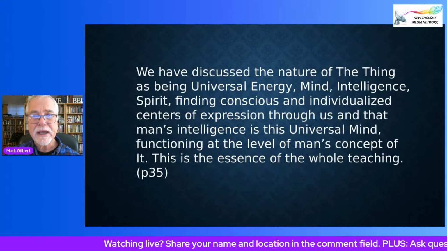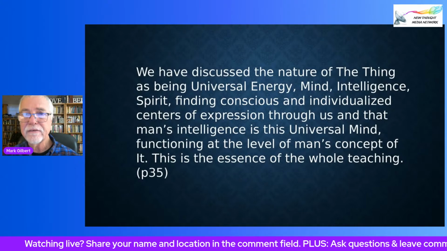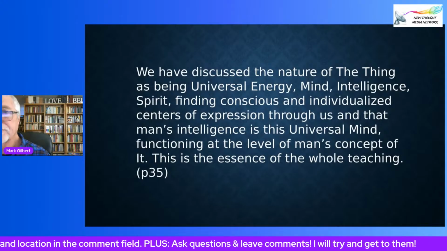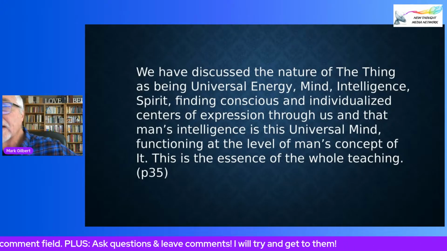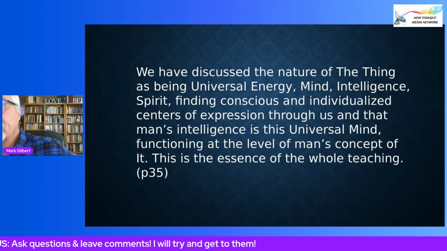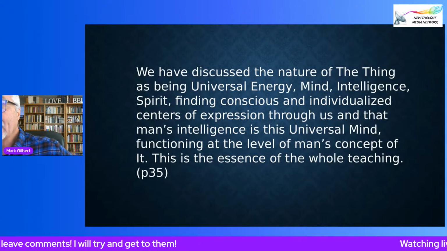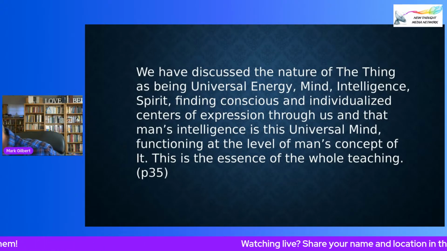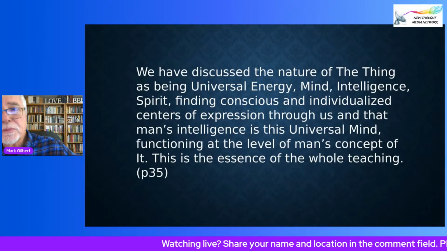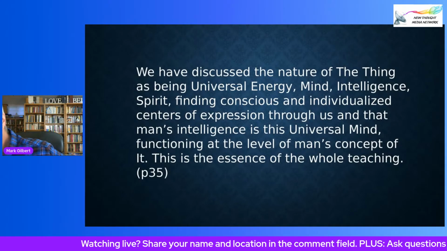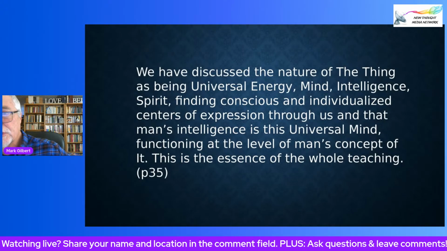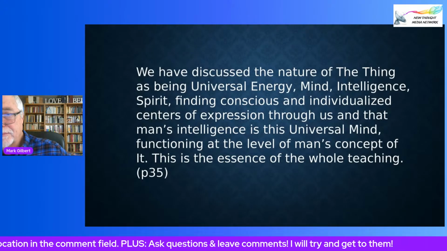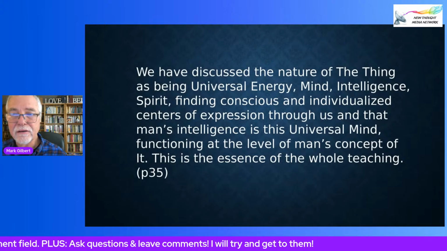Let's dive into our first quote, and this comes from page 35 of the textbook. Here it says that we have discussed the nature of the thing as being universal energy, mind, intelligence, spirit, finding conscious and individualized centers of expression through us, and that man's intelligence is this universal mind functioning at the level of man's concept of it. This is the essence of the whole teaching.